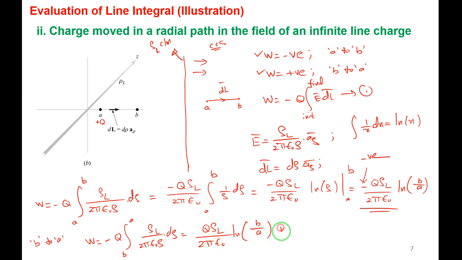Check it. So work done is positive in this case, if the charge is moved from B to A. Earlier case it is from A to B. I hope you got it. Initially only I told these two things. So this is the usefulness, or illustration, of the line integral whenever the charge is moved in a circular path or in the radial path, right? We have proved it. What is the work done in both the cases?